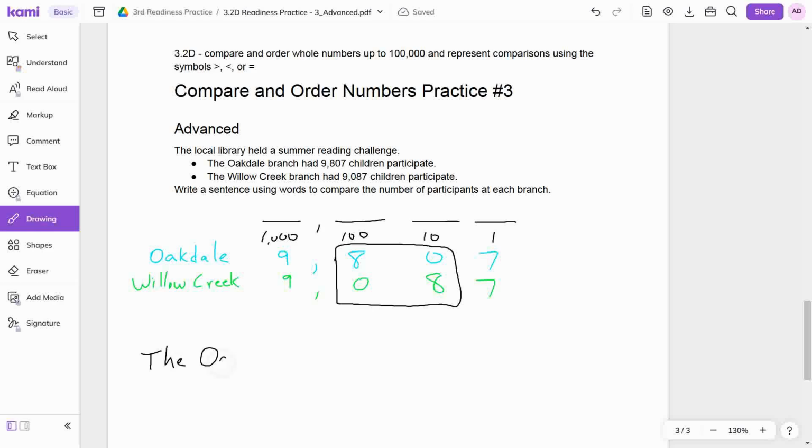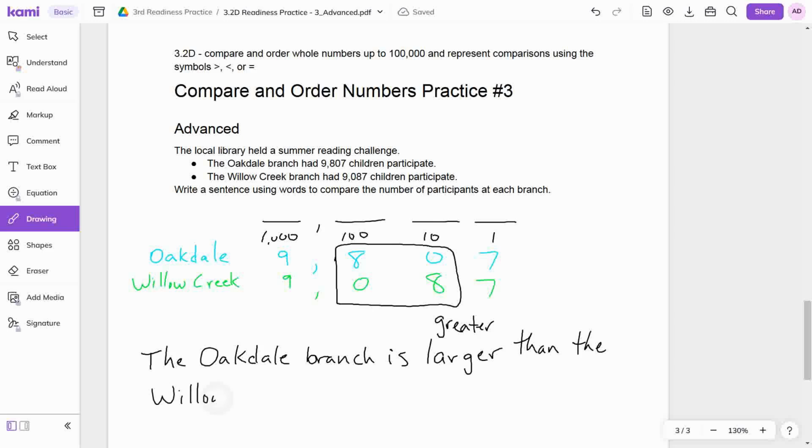the Oakdale branch is, and what are we going to say? Well, Oakdale is larger because it's got an 8 in the hundreds place, so it is greater than or larger than. We can say larger, we can say greater, either one of those works, than the, and then we'll put the Willow Creek branch.